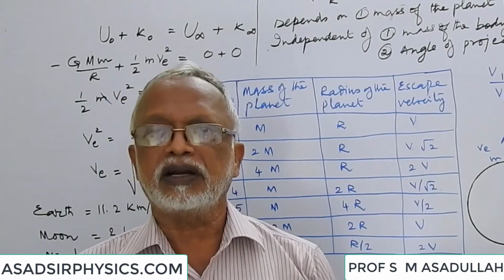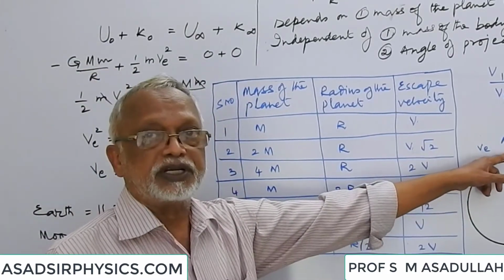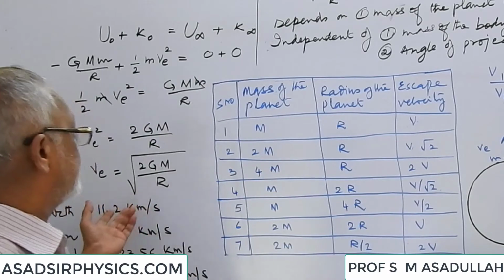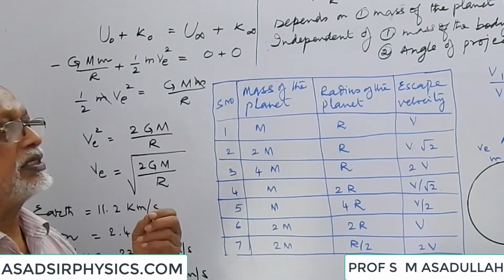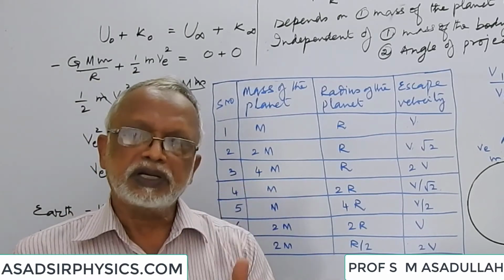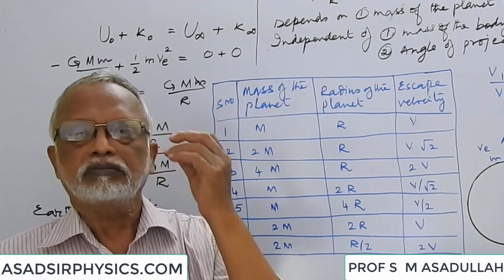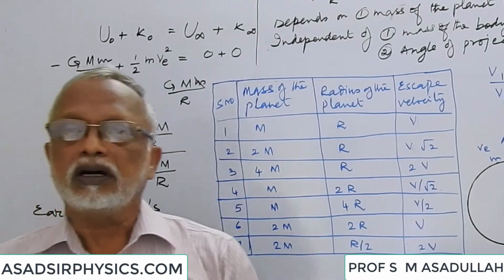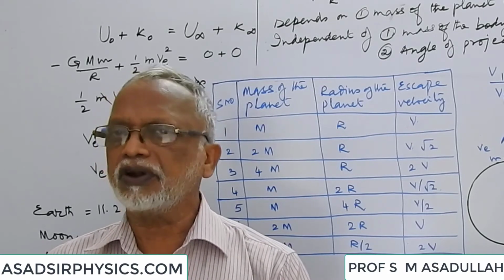It is independent of two factors. One is the mass of the body which is projected. In the final formula, the mass of the body is not at all mentioned. So whether it is a tennis ball or a cricket ball or a cannonball or just an atom, the escape velocity is the same for all.